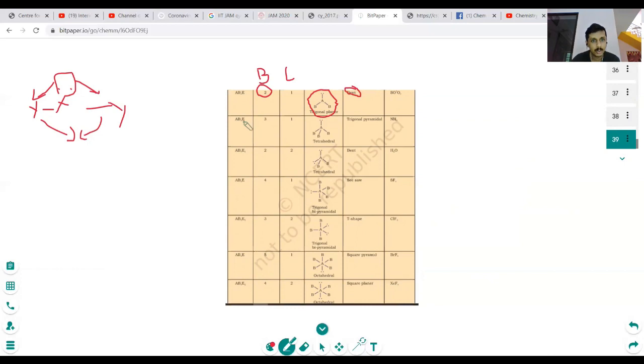And then when you come to AB3E, when there are three bond pairs and one lone pair, like ammonia, technically it forms a tetrahedral, that is three bond pairs and one lone pair. But you know, lone pair-bond pair interaction is higher, so it won't be a regular tetrahedral, because this lone pair pushes the bond pairs further.